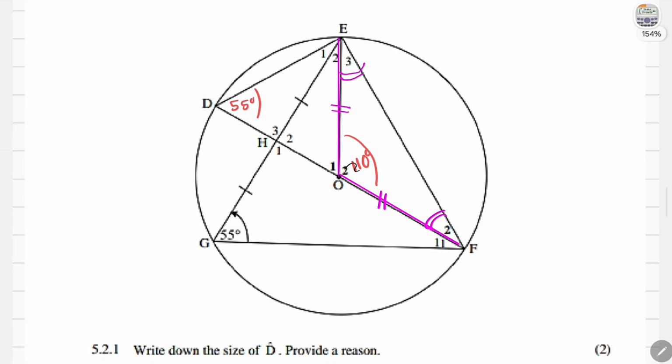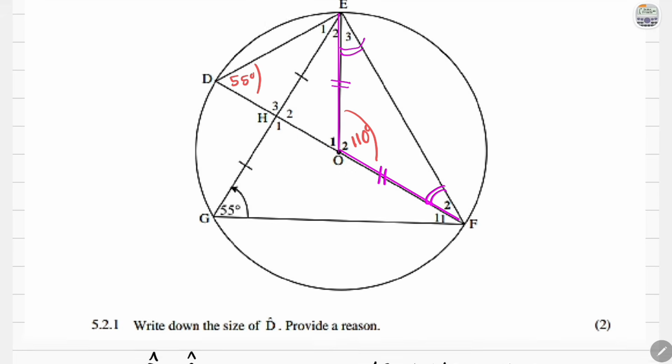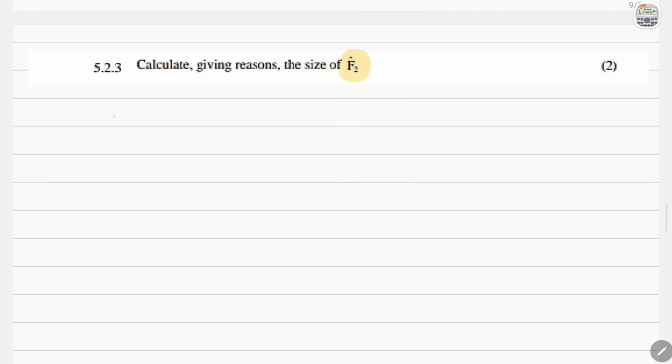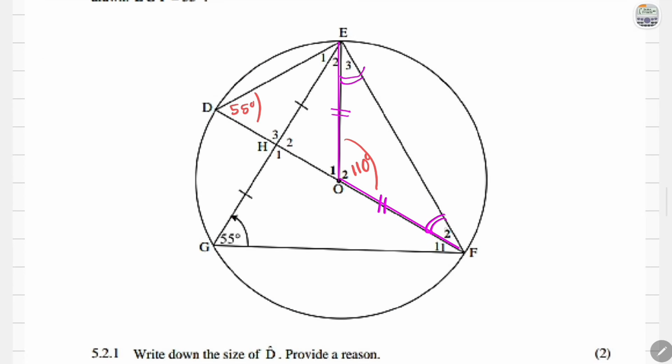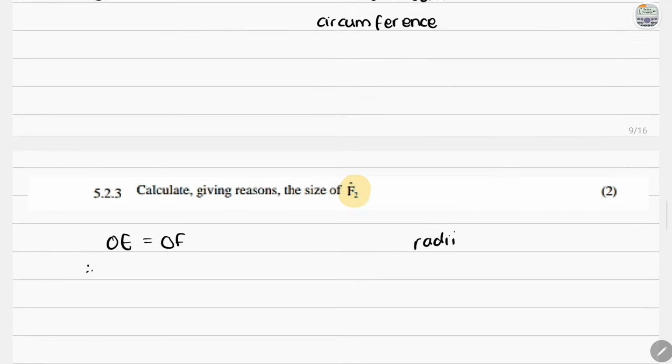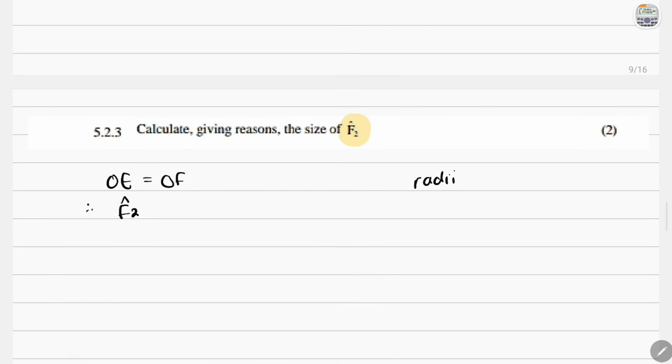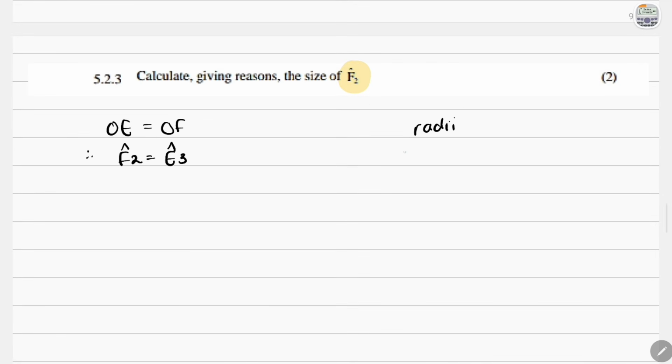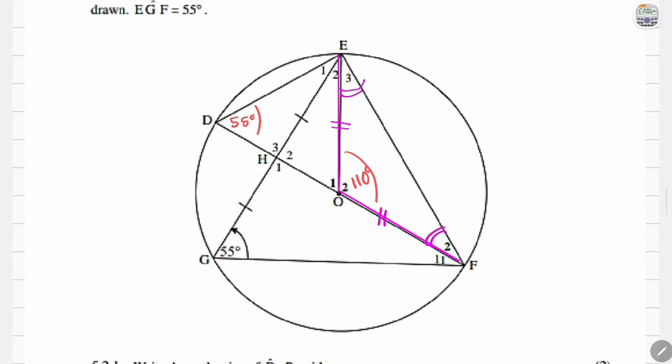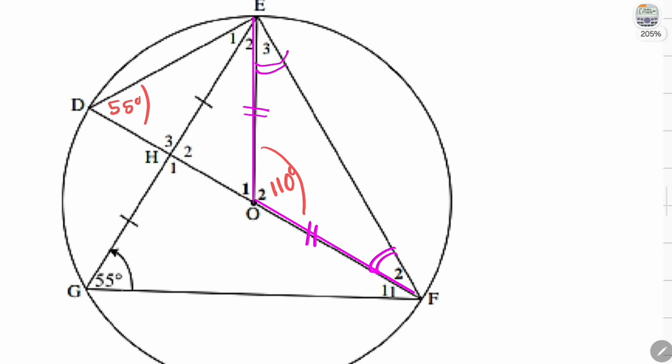Let's start with the radii. We can tell them that OE is equal to OF first. Okay, so OE equals OF. And this is because we have equal radii, and then conclude the angles that are equal. So that means that angle F2 is equal to angle E3. Okay, angle F2 equals angle E3. You see that the focus will be on angle F2. And then we can also just put the reason there. That's because we have angles opposite equal sides.